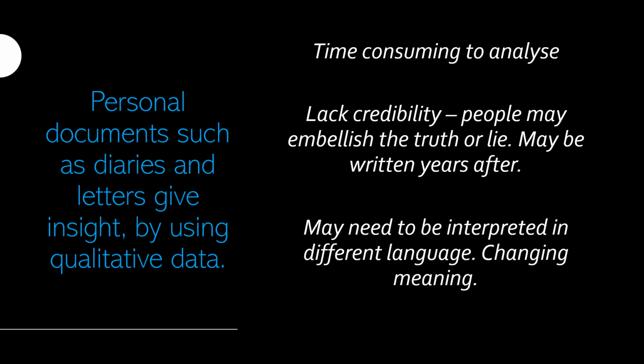So people, when they are writing diaries or letters home or doing an autobiography, for example, they may embellish the truth or they might lie, or it might be written years after the event. So it's based on a recollection or a memory. And it may be needed to be interpreted in a different language. So if we were using Anne Frank's diary, for example, translation into English might mean some of the meanings or the words might have changed.